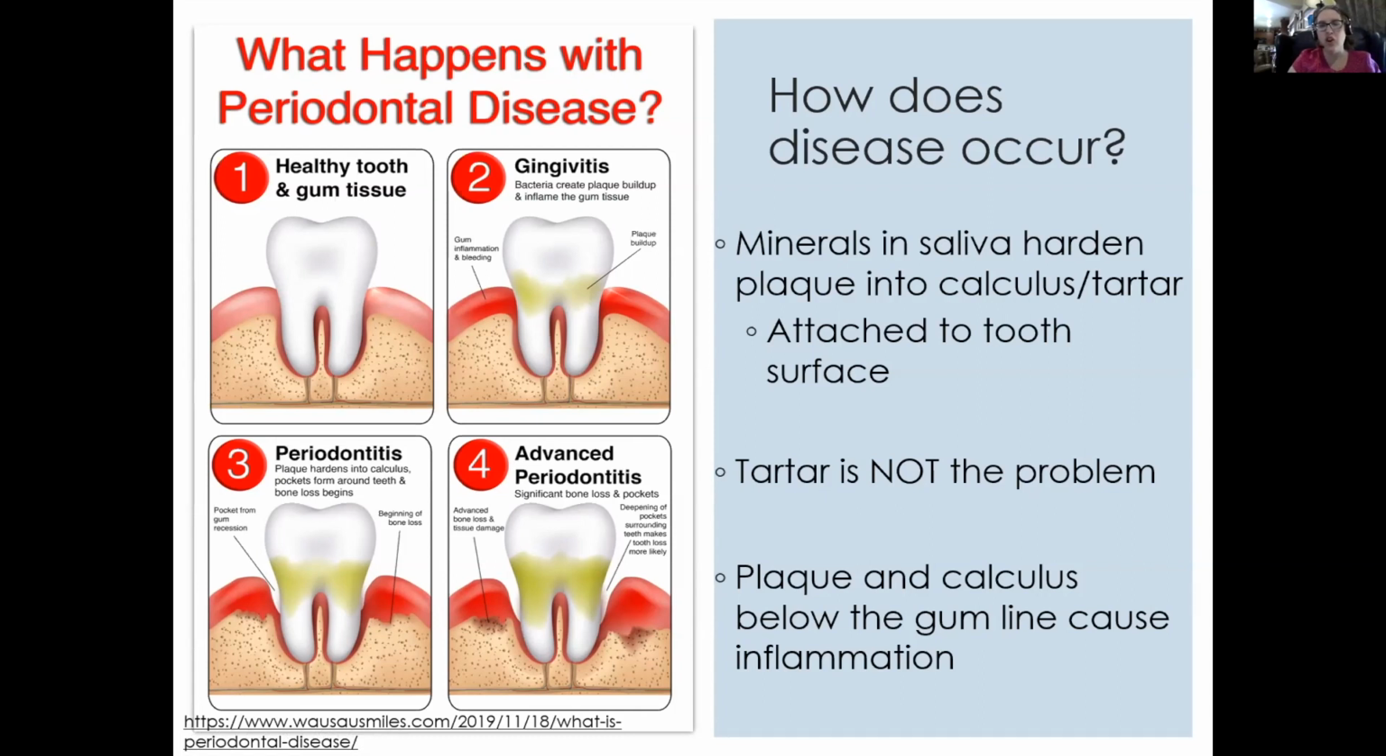The big thing is that tartar itself is not really the problem if it's on the crown of the tooth, but the problem is the plaque and the calculus that goes below the gum line. It causes almost like a foreign body or a foreign material reaction. So if you eat popcorn, it's okay, but if you get a popcorn hull stuck below the gum line, it becomes irritating. That's the same premise by which plaque and calculus below the gum line cause inflammation. That's where the problem lies, and that's how periodontal disease begins.